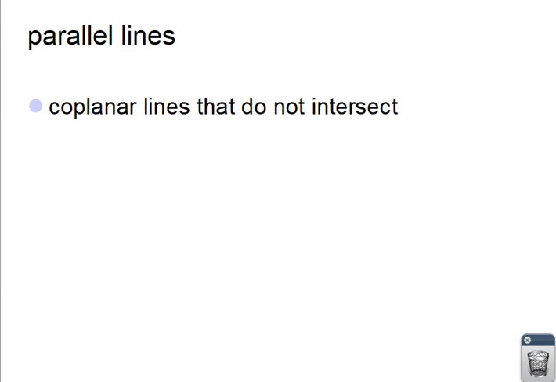All right, some more words. This one should be very familiar from Algebra 1. Parallel lines. These are coplanar lines that do not intersect. And if you remember your coordinate geometry from Algebra 1, you would know that parallel lines have the same slope. And that's kind of important. That's coming up next week. All right? So coplanar lines that do not intersect. This coplanar is a big deal because if they're non-coplanar, they're not parallel. Not necessarily.